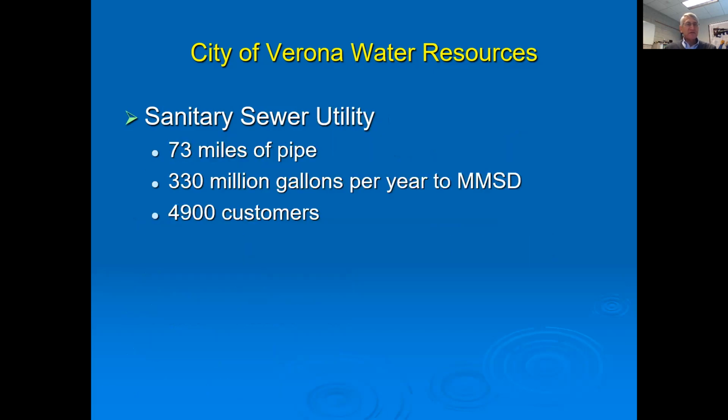Verona's sanitary sewer system has about 73 miles of pipe. We deliver about 330 million gallons of wastewater to MMSD per year. We have about 4,900 customers.